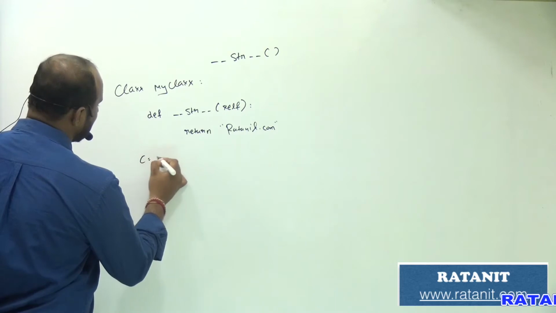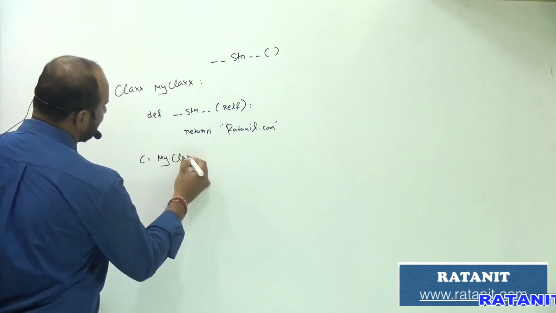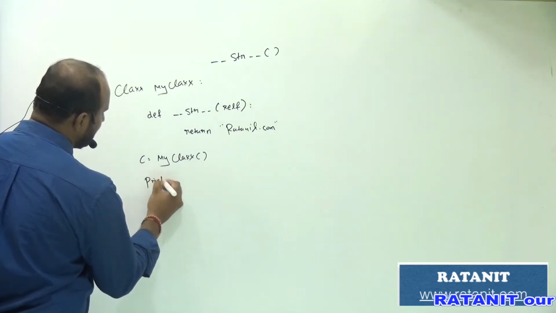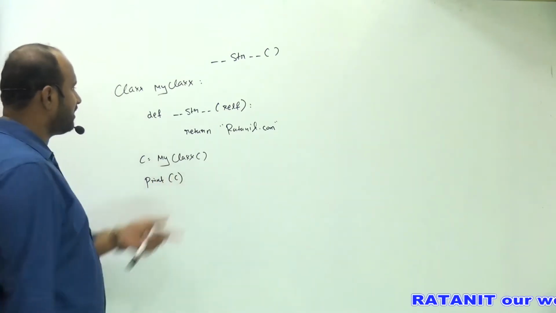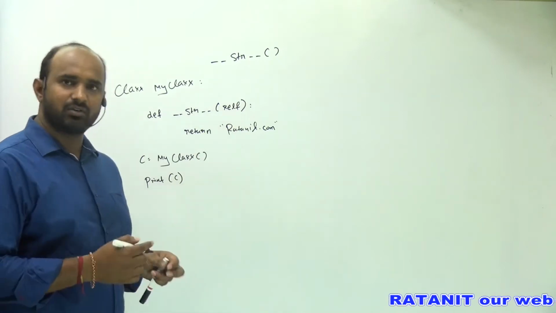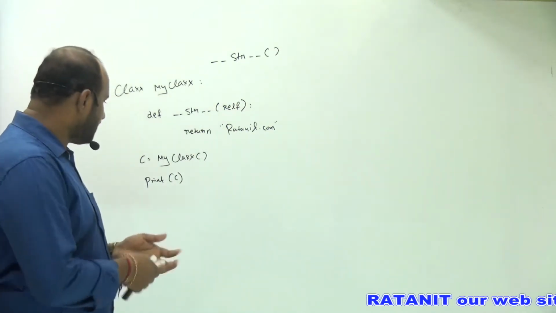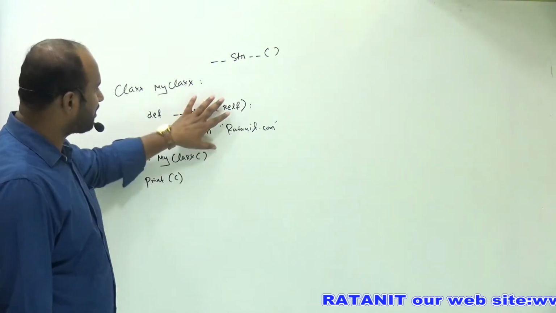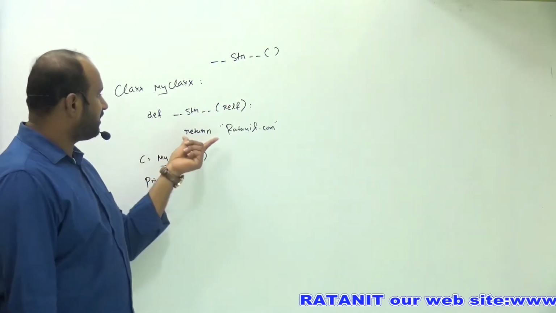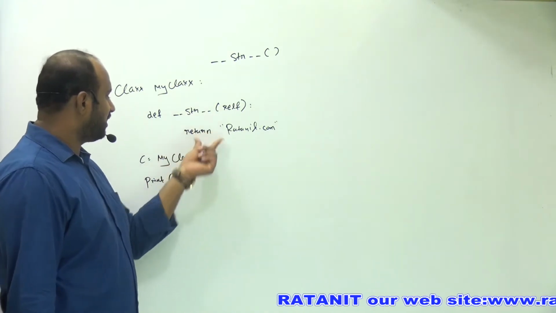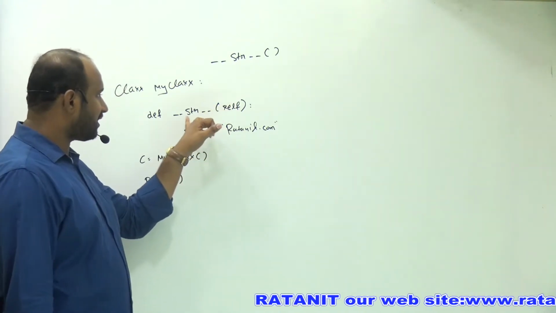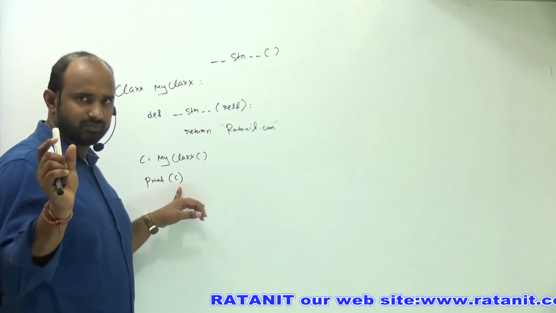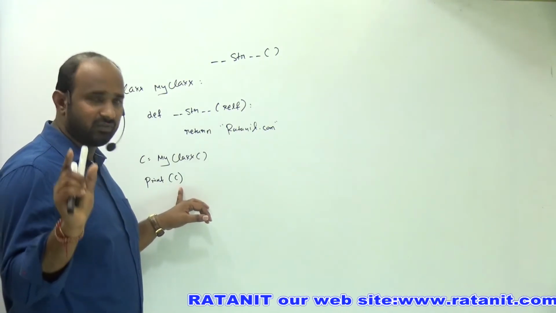Good. How to create the object? c equal to my class. Simply write print c. When you print c, what happens? Underscore str will be executed. If you are not writing underscore str and you print c, you will get the unique identification number.